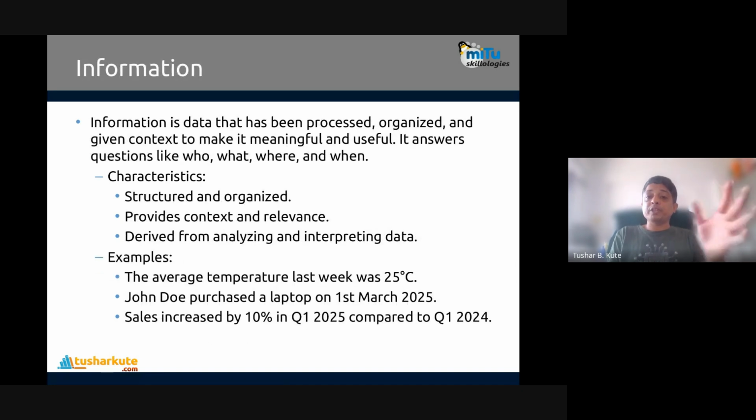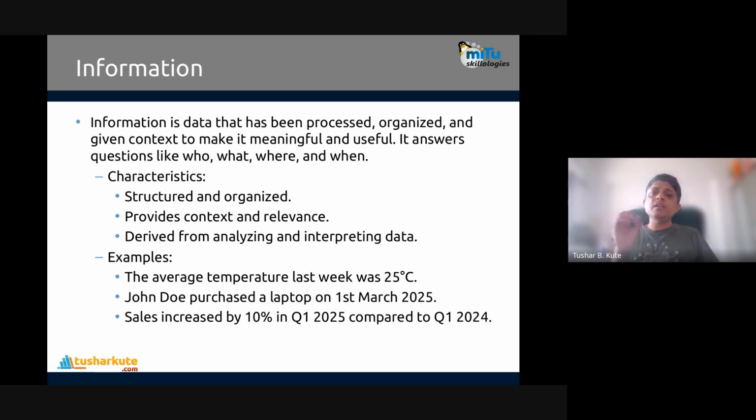Which one? Information. Information means meaningful data. The data which contains some sort of meaning is called information. Information is the data which is processed, organized, and given a context to make it meaningful and useful. It answers questions like who, what, where, when. Data is raw. When I ask the questions onto it, who, I'll get information from it. When, I'll get information from it. What, I'll get information from it. This is what information basically contains.